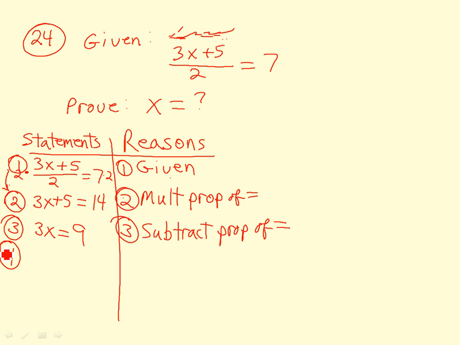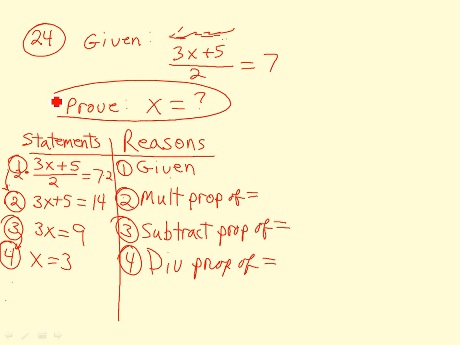What do you do next? Divide by 3. Divide both sides by 3. What's that leave us with? X equals 3. How did we know that we could go from this number 3 down to number 4? What property told us that? Division property of equality. Are we finished? Did we get to what we're trying to prove? Yeah.